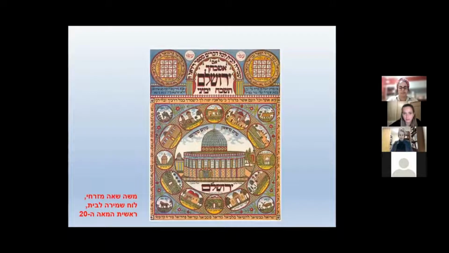Here, for example, I'm showing you from the 19th century a special poster that people used to hang up in their homes. Some people still hang them up in their homes. It's for guarding of the house, shmirah. It's connected to different symbols in the Kabbalah. But what's interesting is that in these different posters, Jerusalem was always in the center.